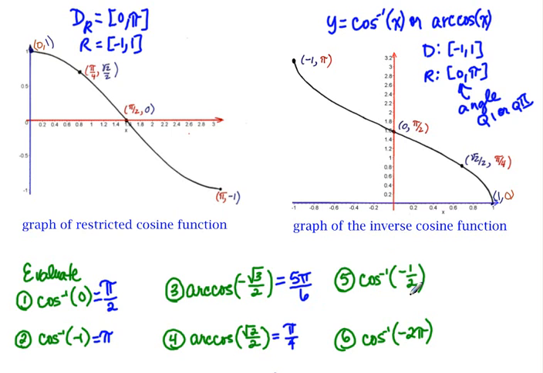Cosine inverse of negative 1/2. So we're thinking about the angle that has a cosine of negative 1/2. It's got to be an angle in the second quadrant because it's negative, and that is 2 pi over 3. And lastly, what about cosine inverse of negative 2 pi? Right, is negative 2 pi in our domain of the inverse cosine? It is not, because our domain has to be between negative 1 and 1. Negative 2 pi is about negative 6.28, which is not in the domain. So this one is undefined.